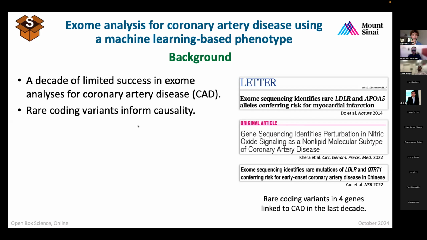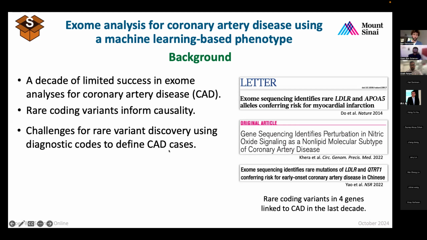But for coronary artery disease, as opposed to genome-wide association analysis, exome-wide association analysis hasn't been so successful in the last decade. These are the three papers that we could identify in this last decade having found novel genes linked to CAD with rare coding variants. And compared to the 321 genes that we saw earlier from that review, we only could find 4 genes linked to CAD in the last decade with rare coding variants.